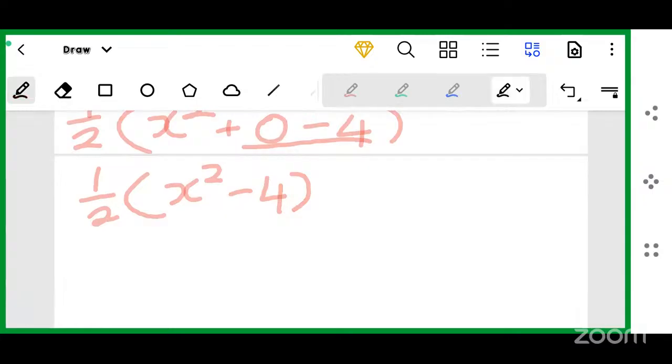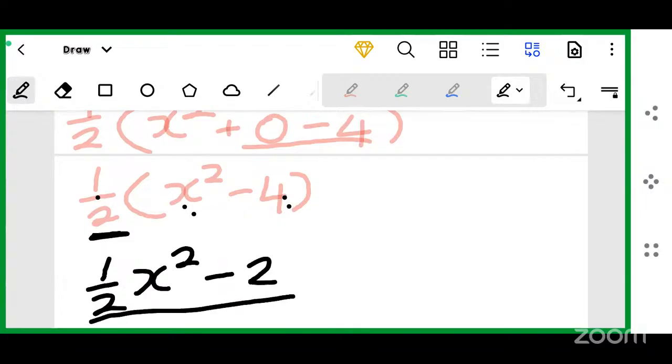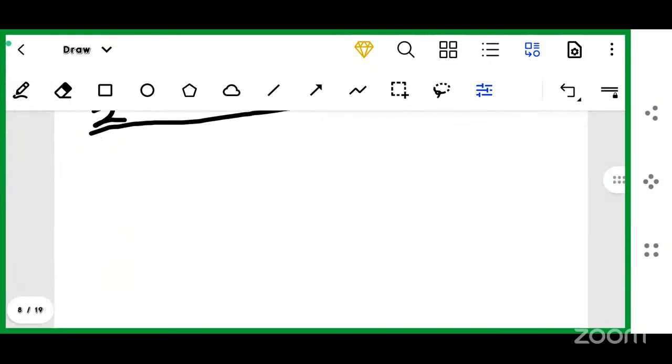We use the half to open the brackets. So we're going to have 1 over 2 multiplied by x, which is 1 over 2x to the power of 2, plus, no, it's not a plus. 1 over 2 times negative 4 is negative. Do you understand? Yes, ma'am. Okay, so let me show you another one.